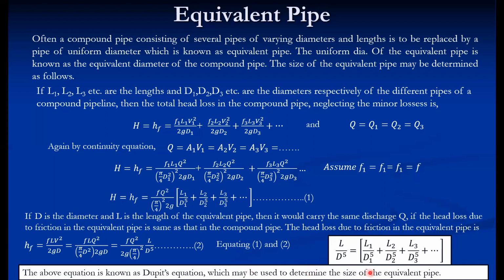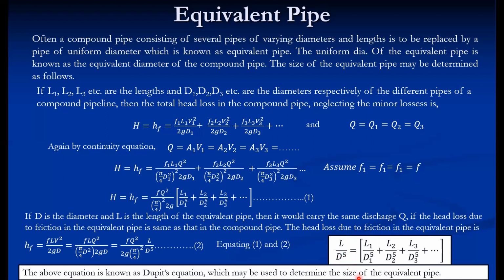So if we know the lengths of the different pipes of the compound pipeline, and if we know the diameters of the different pipes, then we know the right hand side. The total length, L1 plus L2 plus L3 etc., is equal to the length of the equivalent pipe. So the length of the equivalent pipe is equal to the length of the compound pipeline. So this term is known to us in most cases, and the only unknown is D. So what should be the diameter?